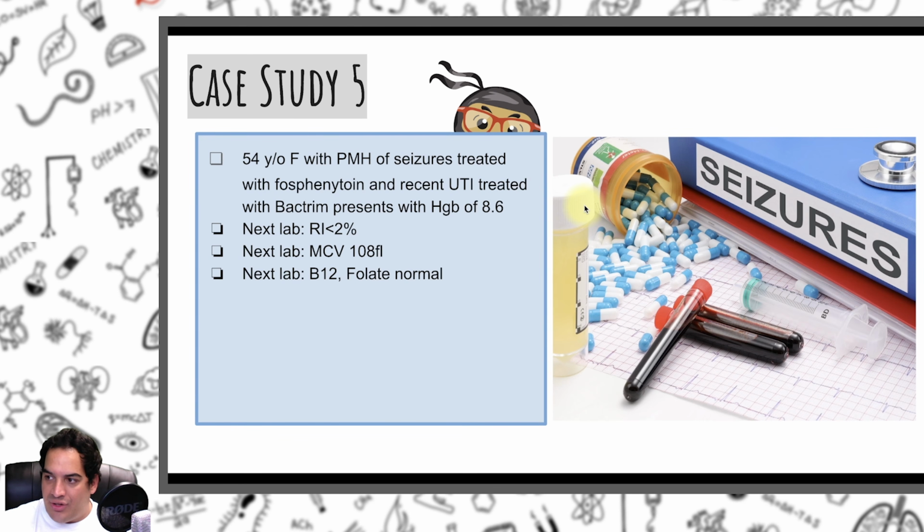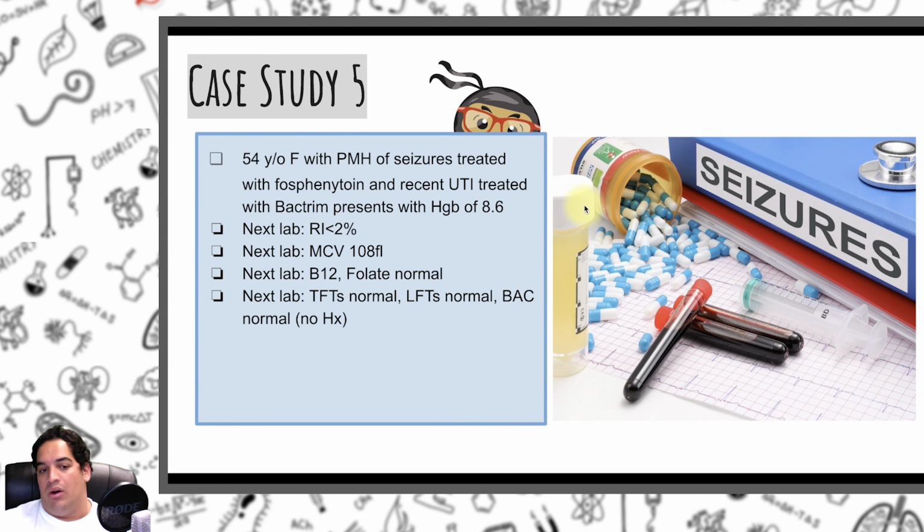Look at their medications, look at the alcohol, look at the thyroid functions, the liver functions. Let's do all that. TFTs are normal. LFTs are normal. Blood alcohol concentration is normal, and they have no history of alcoholism. Okay, what else do I got to look at?